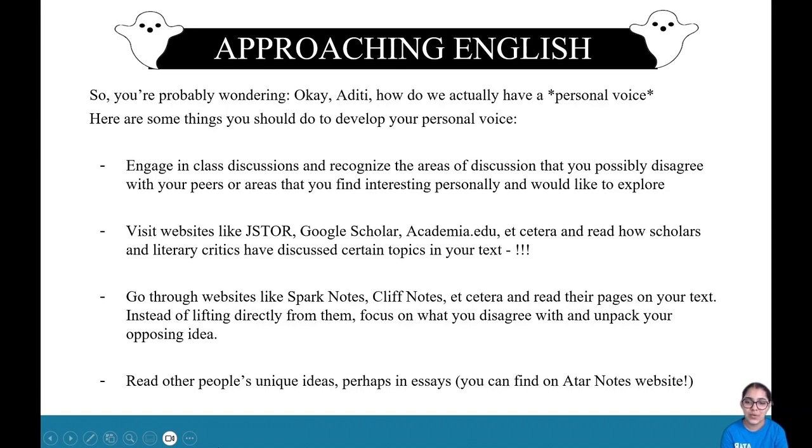So remember, instead of directly lifting from them, again, we don't want to do that. In HSC English, we want to avoid it. Rather, instead of lifting from them directly, focus on what you disagree with and unpack your opposing ideas. That is going to help you develop your personal voice.